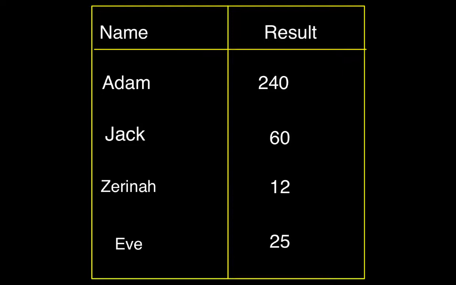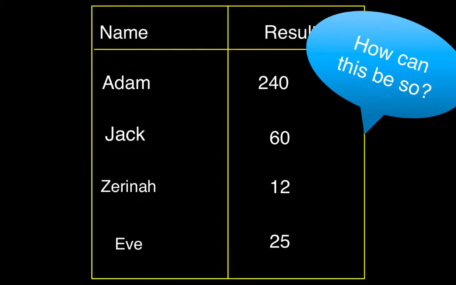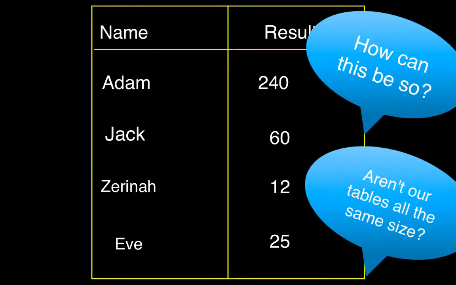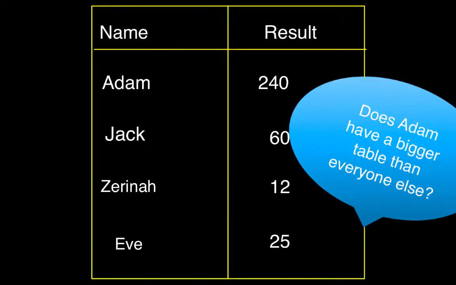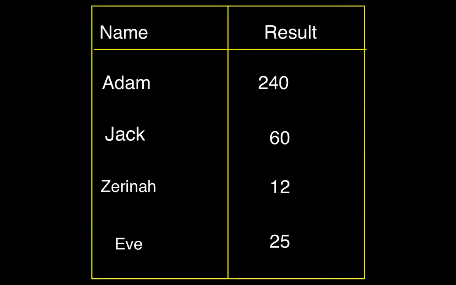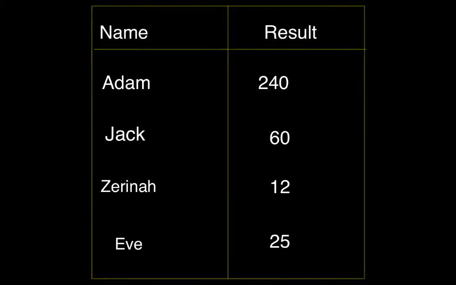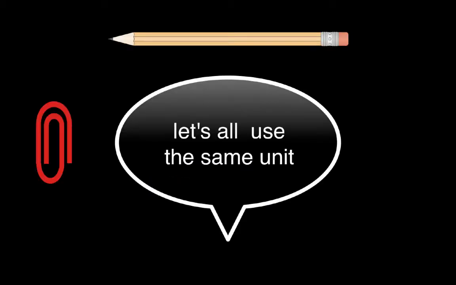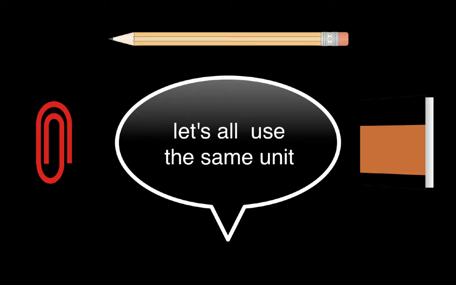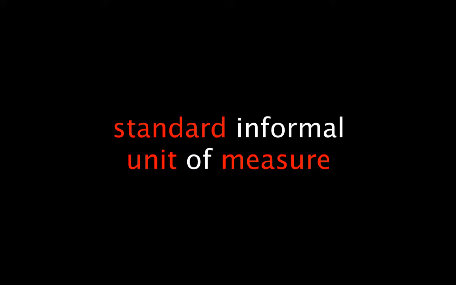The reality is then, as a teacher, you pose the problem, how can that be so? Aren't these tables all the same size? How come we've got different numbers here? Does this mean that the group with the bigger number have a bigger table? Those sorts of questions are posed. And then that creates the need for a standard unit. So initially that might be we all measure with paper clips or we all measure with books, so we can do comparisons between our books. So there becomes a standard unit of measure.